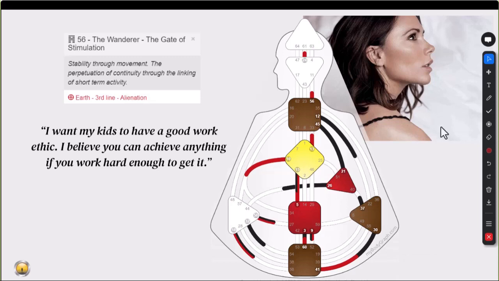So she's got the wanderer in the earth. Third line, alienation. Gate of stimulation, it's called stability through movement. The perpetuation of continuity through the linking of short-term activity. She says, I want my kids to have a good work ethic. I believe you can achieve anything if you work hard enough to get it. Now, she is here to work. As long as it's empowering in response, she's emotionally clear. Loving work is one of her wisdom potentials because it's one of the ways that she's got to connect up to the split in her design.